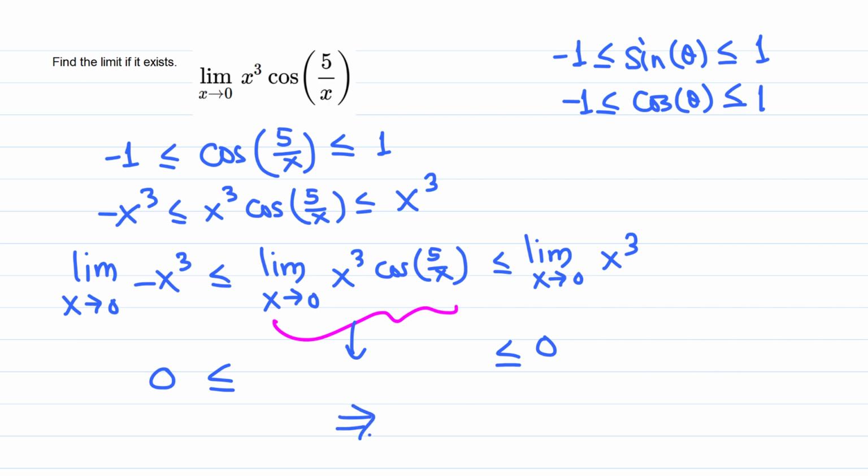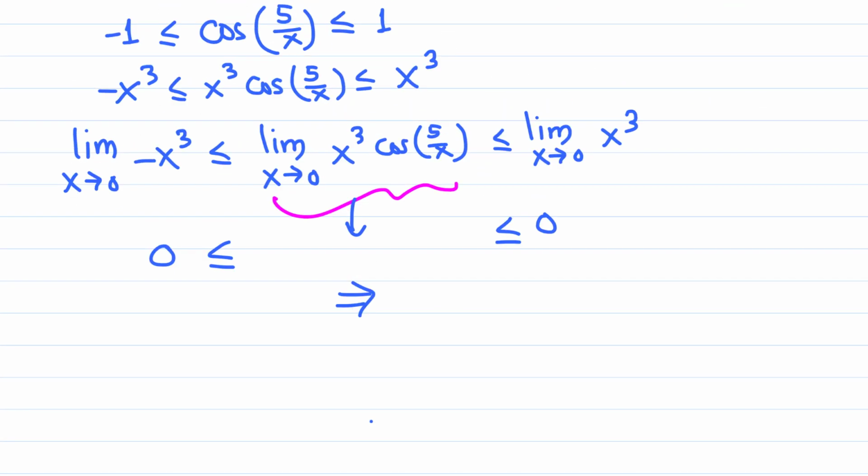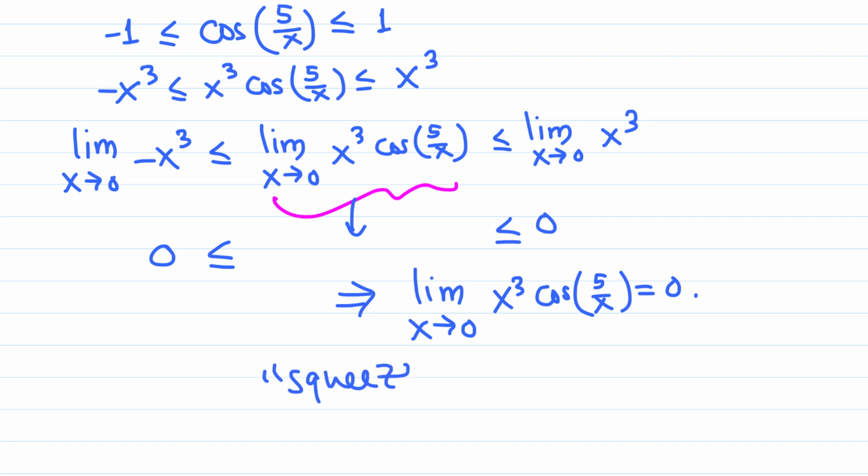So this implies the desired limit, what we are trying to find, the limit as x goes to 0 of x cubed cosine 5 over x, is 0, from the squeeze theorem. Okay, final.